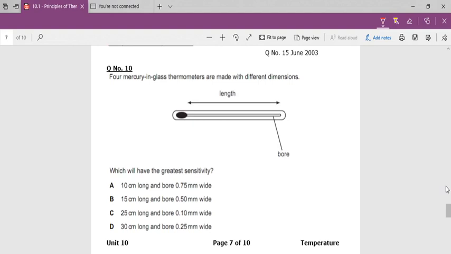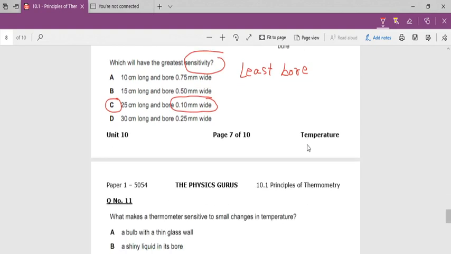Question number 10, 4 mercury in glass thermometers are made from different dimensions, which have the greatest sensitivity. So we will observe from this which one is having the least bore. So 0.75, 0.5, 0.1 and 0.25. So this is the least value. So sensitivity of this thermometer will be greatest. It does not depend on the length, it depends on the narrow bore.